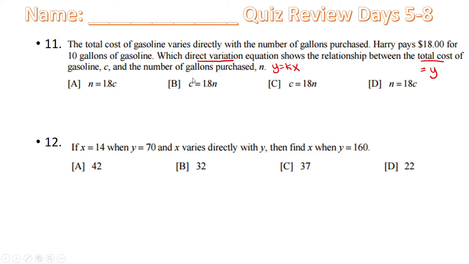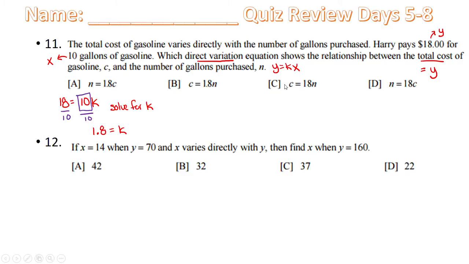The other thing is I've got to read the question carefully and figure out what goes in for y and what goes in for x, because they didn't say it. So it says total cost of C. Total cost is always going to be y. So the total cost of 18 goes in for y, and then 10 goes in for x. So I can set up my equation to look like this. Now if I'm solving for k, which is the goal in this problem, that means you divide both sides by 10. So 18 divided by 10 is 1.8 for k.